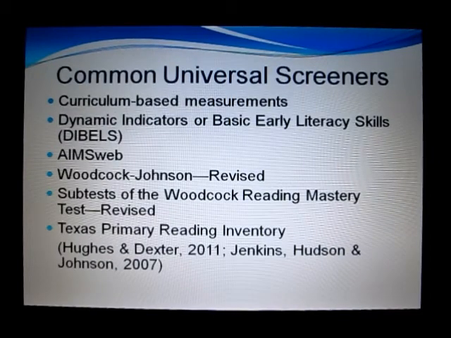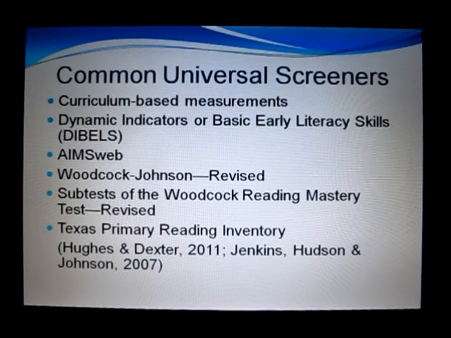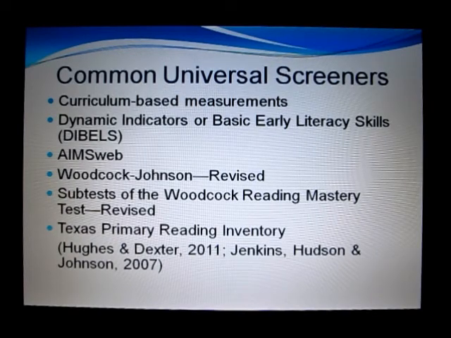Common universal screeners vary depending upon the state or the school district. And basically what a common universal screener is, is how you test your kids to determine that basic level and determine which kids are at risk for falling behind or that may already be behind. You can use curriculum-based measurements; the Dynamic Indicators of Basic Early Literacy Skills, or DIBELS, is a very common one.